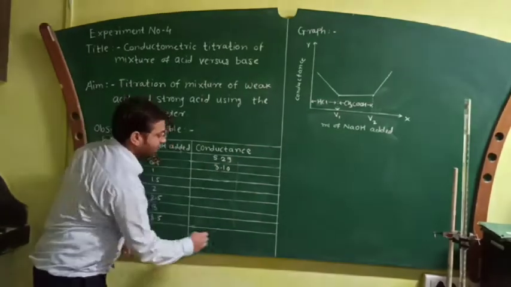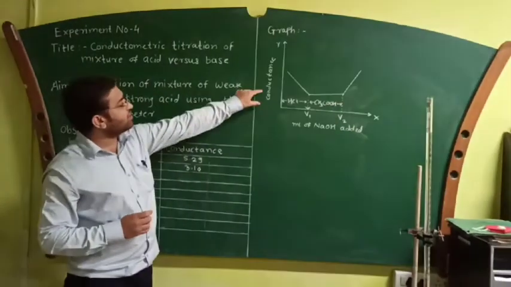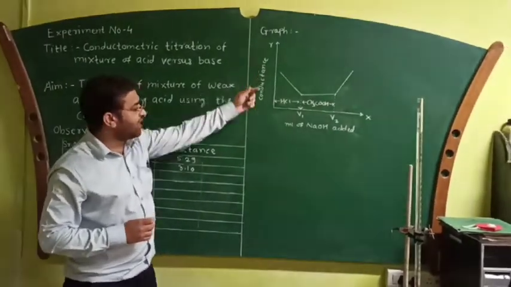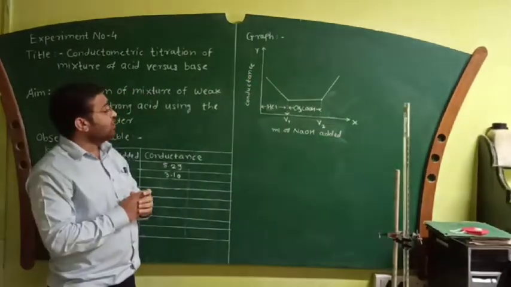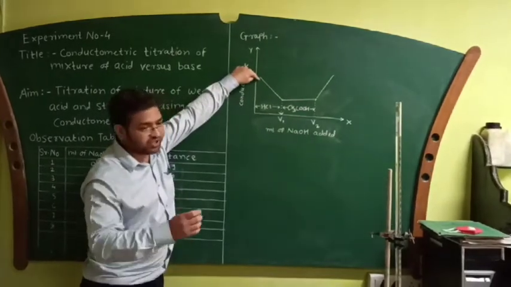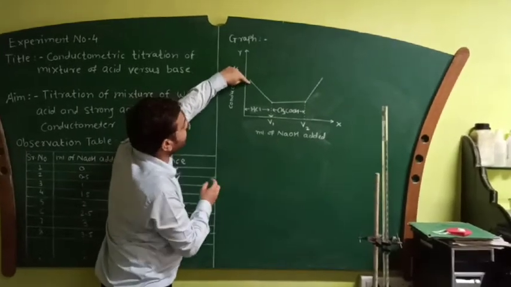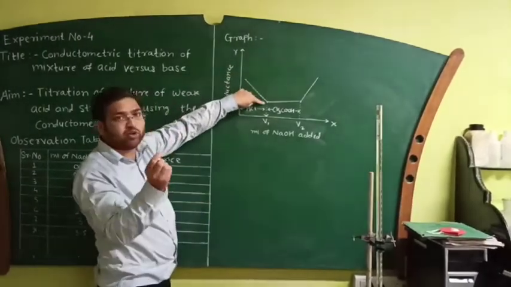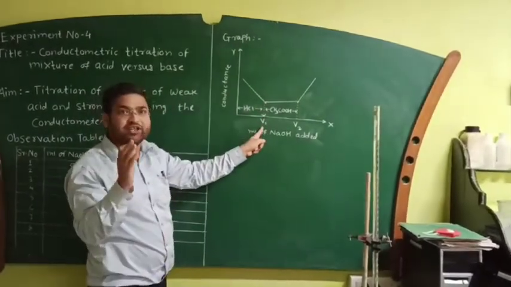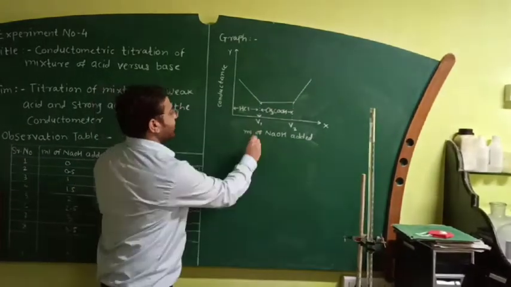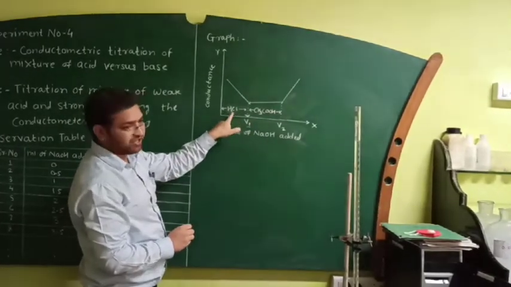Once this column is completed, we proceed to plotting a graph. The graph has conductance along the y-axis and volume of NaOH added along the x-axis. In this graph, it is observed that conductance in the beginning was higher. When the volume of NaOH is added, the conductance decreases up to a particular point, and that point is the end point for the neutralization of HCl, denoted as V1 ml. So V1 ml of the base is required for neutralization of HCl.